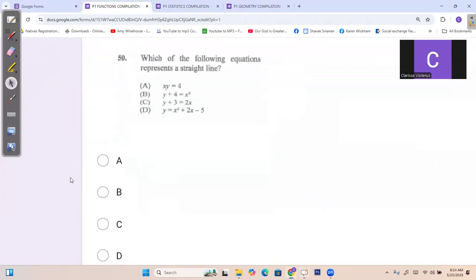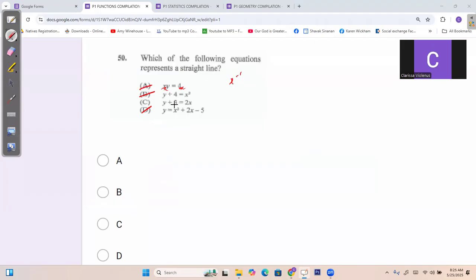Which of the following equations represents a straight line? This one is similar to the one we did before, but it's more complicated. Anything with a square, you know that's out. You know this is out and you know this is out. And if you look at this, you know this is out too, because if you want y as the subject, you divide by x, and once you divide by x, that means x has a minus 1 power. So that's out as well.